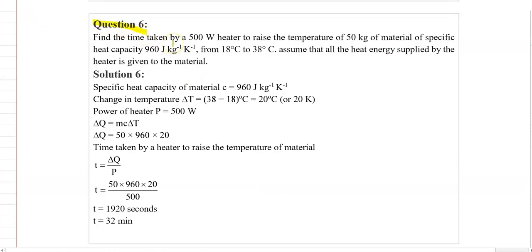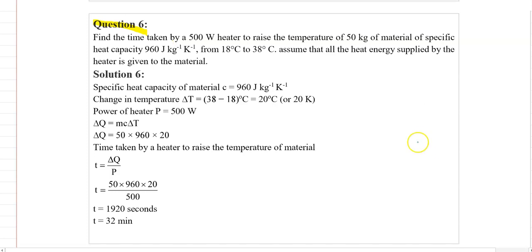Find the time taken by a 500 watt heater to raise the temperature of 50 kg of material of specific heat capacity 960 joule per kg per Kelvin from 18 degrees C to 38 degrees C. Assume that all heat energy supplied by the heater is given to the material.